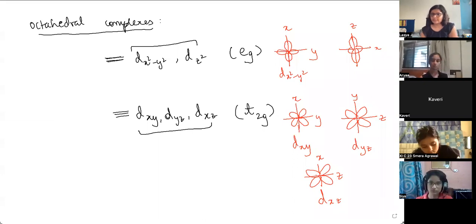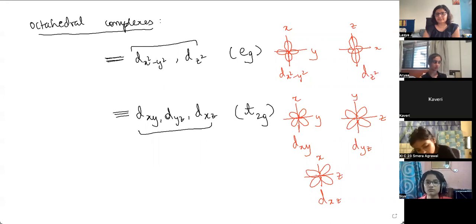You may be asked to draw these. It won't be a straightforward question, but this is something you're supposed to know right from the beginning of grade 11, the shape of orbitals and all. But it's good to understand why these have higher energy: because the ligands are directly approaching them where they are located. They end up with higher energy and these end up with lower energy.